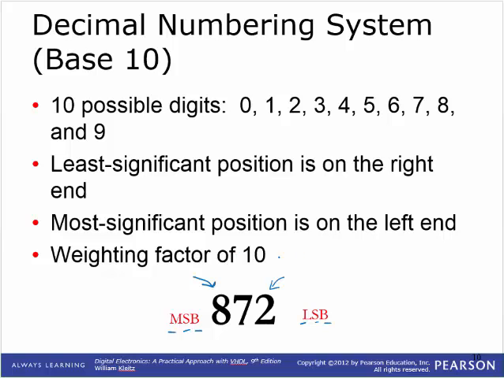And then we have this thing called a weighting factor. So the weighting factor is how you determine what this number really means. So let me give you an example. So I have the number 872 base 10, and when I do a little subscript like that, that tells me what base numbering system I'm in. So 872 in base 10, and I said that the weighting factor was a 10.